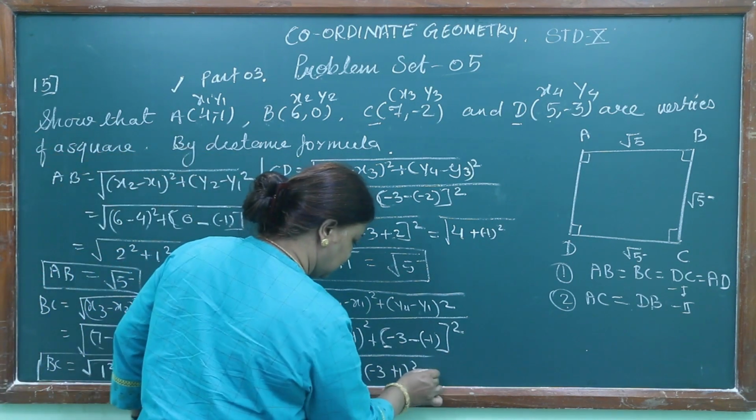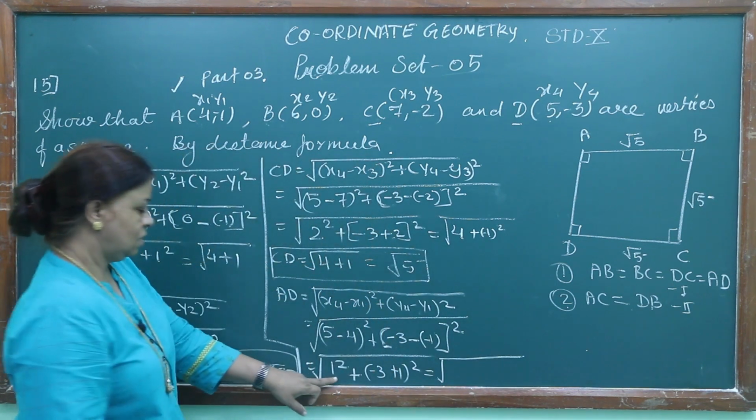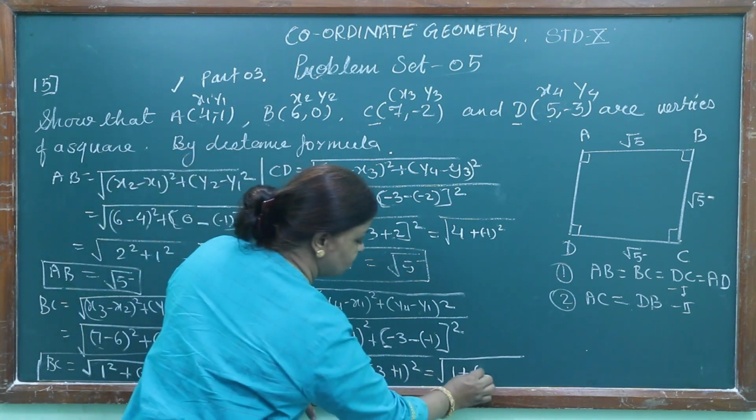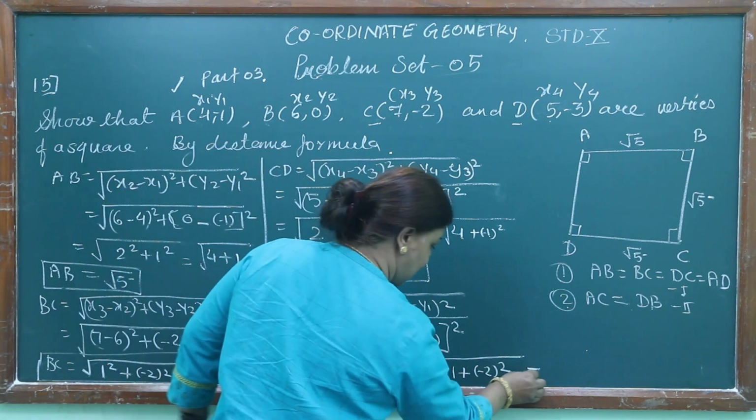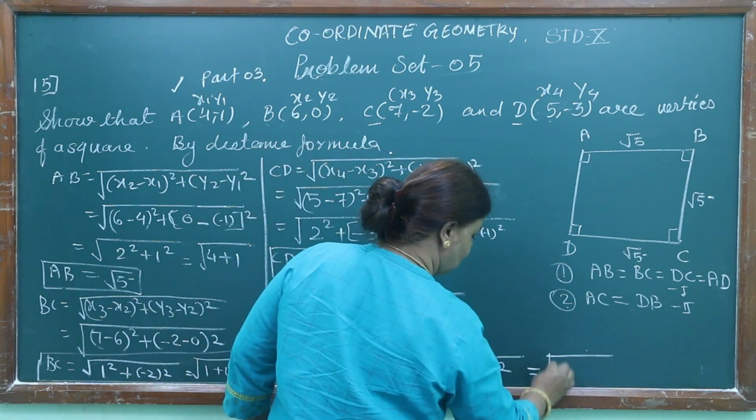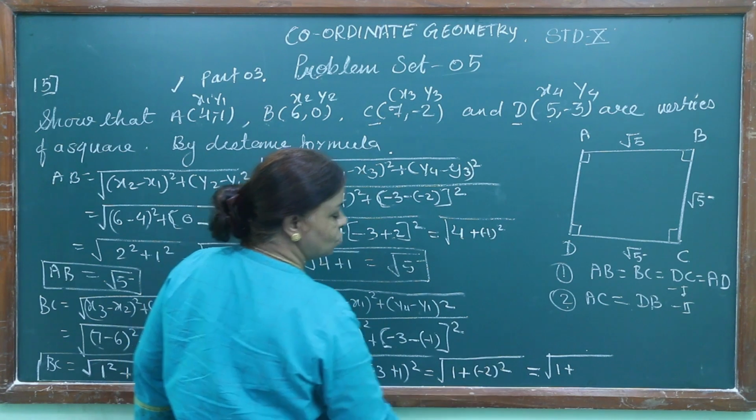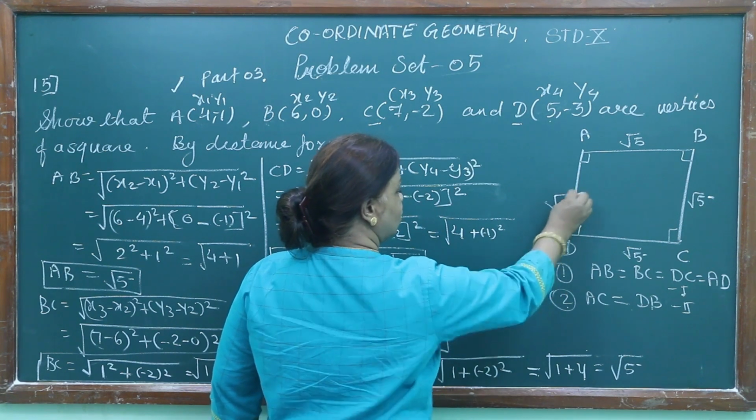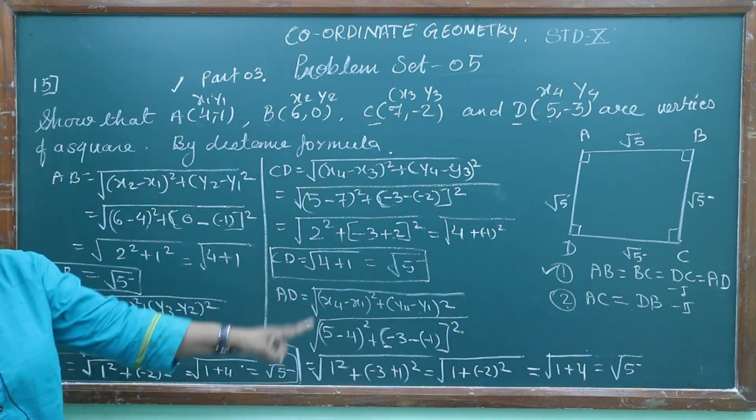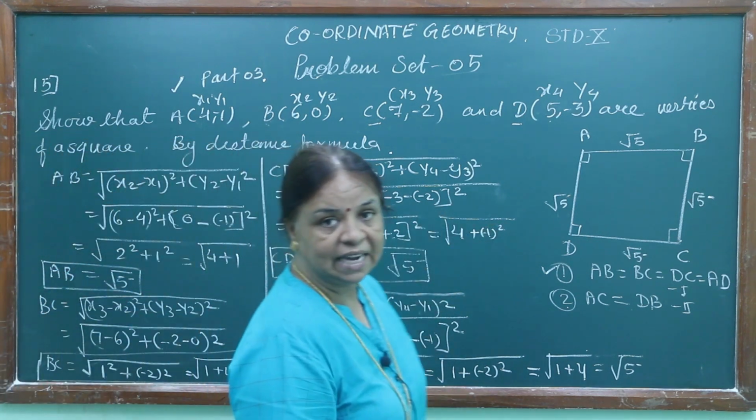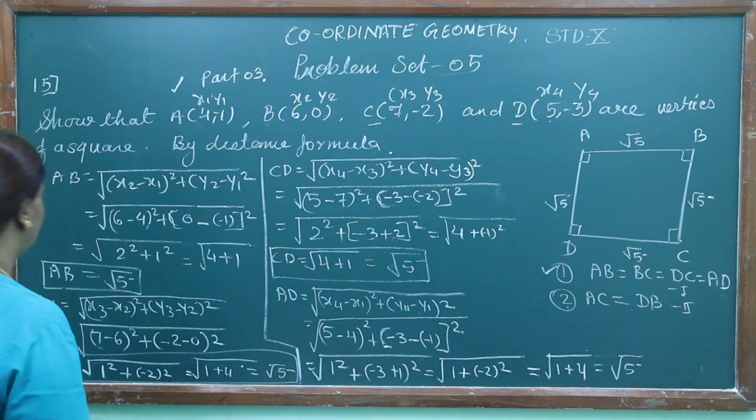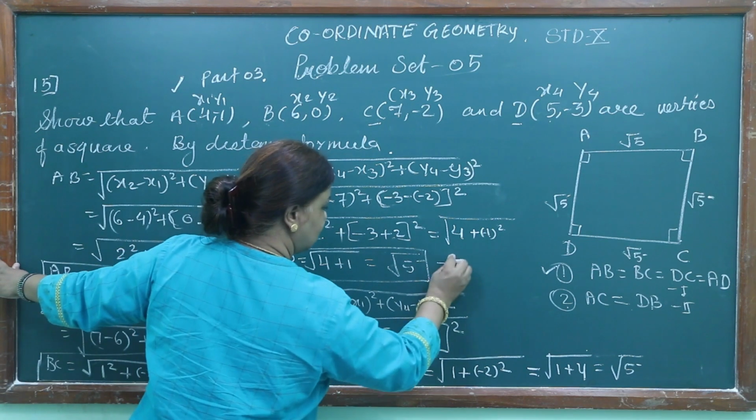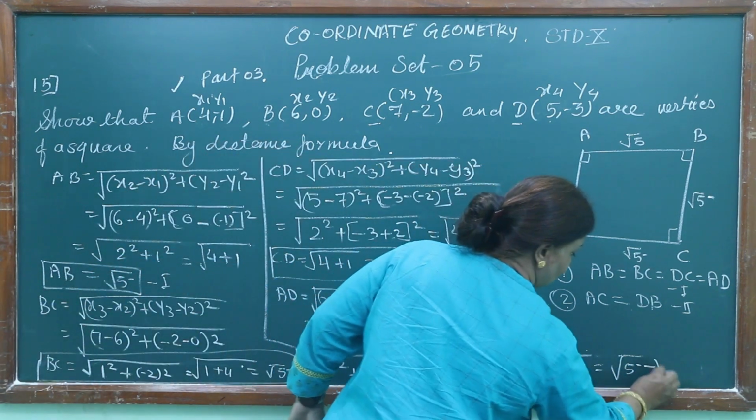Children, what we will get? We will get 1 square is 1, plus minus 3 plus 1 is minus 2, the whole square, which can be written as under the root 1 plus minus 2 whole square is 4, which is equal to root 5. So this is also root 5. So we have got AB is equal to BC equal to DC is equal to AD. That is what we have got. So this is our first statement, this is our second statement, this is our third statement, and this is our fourth statement.